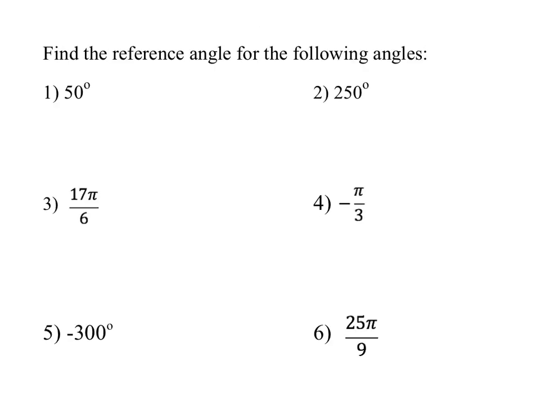Okay, can you find the reference angles without having the little graph? First thing you have to remember, reference angles are positive and acute. If you have an angle that's positive and acute, it's already a reference angle. So this one, done. 50 degrees is the reference angle. It's positive and it's less than 90.